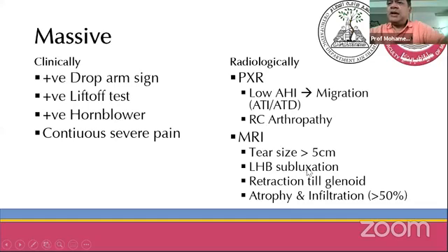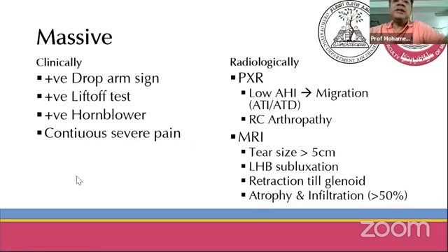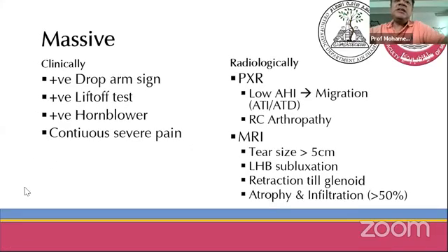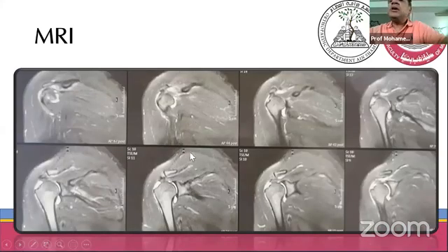But on the MRI, the tear size was more than 5 centimeters. The long head of biceps has a minimal subluxation on the MRI, especially in the higher cuts. But the supraspinatus, I mean, has a retraction till the glenoid, with atrophy and infiltration more than 50%, as you see here. This is the infiltration, and this is the retraction that we have on the MRI.